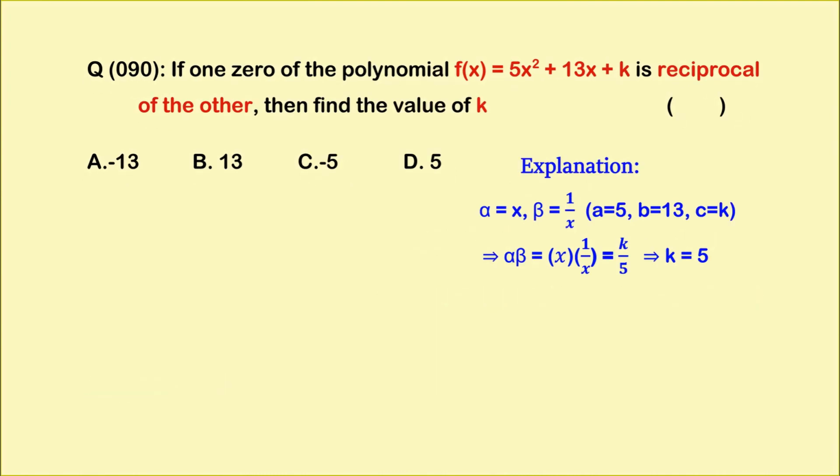Question number 90. If one zero of the polynomial f of x is equal to 5x square plus 13x plus k is reciprocal of the other, then find the value of k. You see in the explanation, if alpha is x, then beta is equal to 1 by x. If you compare with the standard equation ax square plus bx plus c with 5x square plus 13x plus k, we will get a is equal to 5, b is equal to 13 and c is equal to k. We know that the product of the zeros is alpha into beta, that is equal to x into 1 by x. So given c value is k and a value is 5. So we will write as k by 5. So x get cancelled.